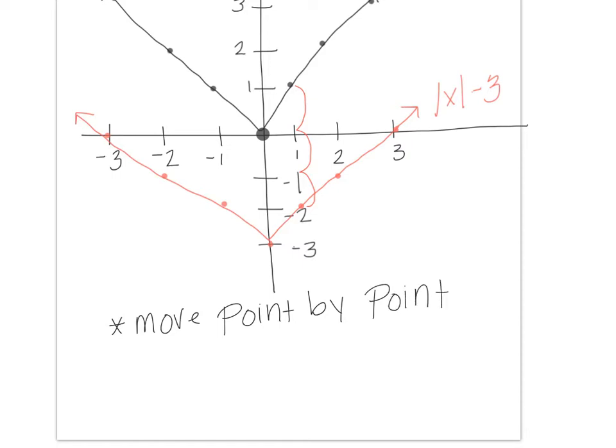Make sure that your graphs are well labeled. You can't just start with a V shape at the origin and then move it down and label it negative 3 and expect full credit, right? We see our points here, we see our x and our y values, so make sure that those are well labeled.